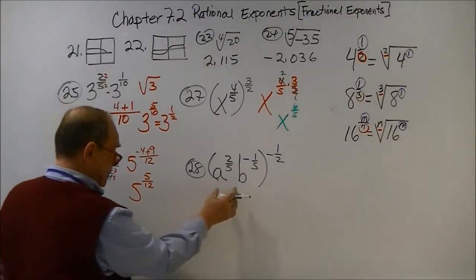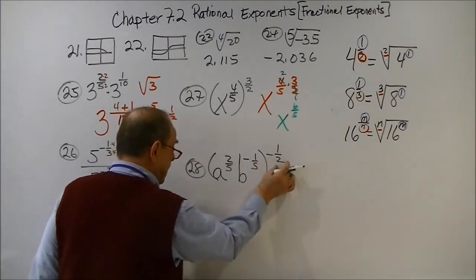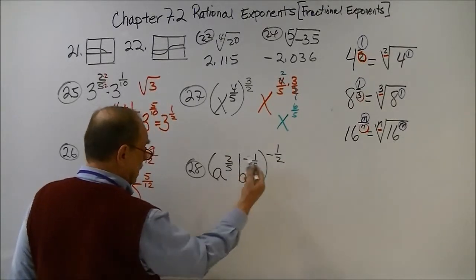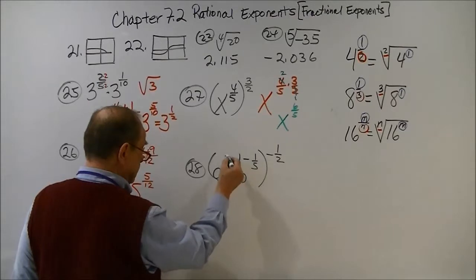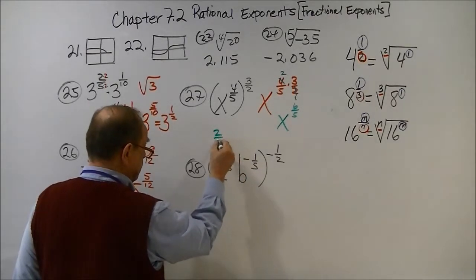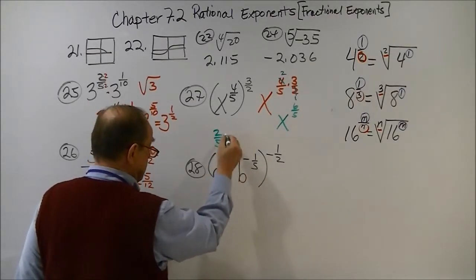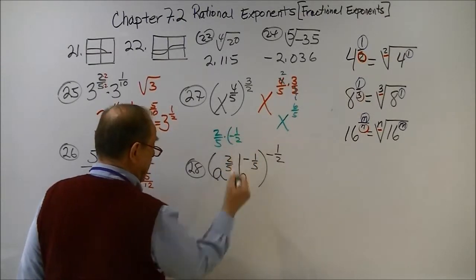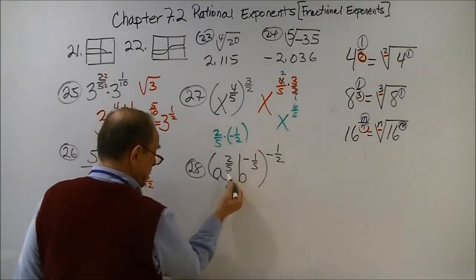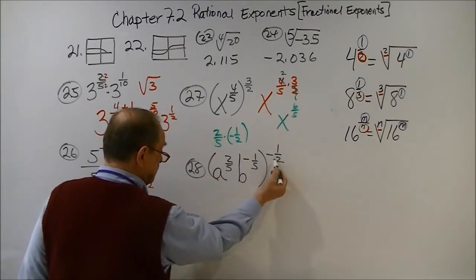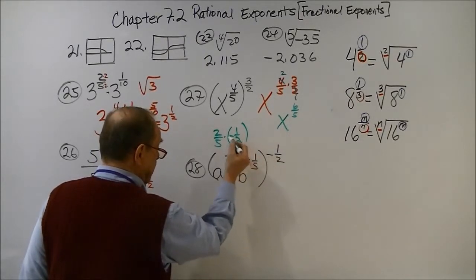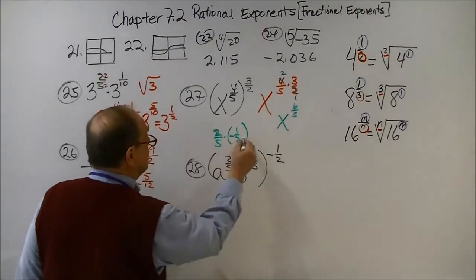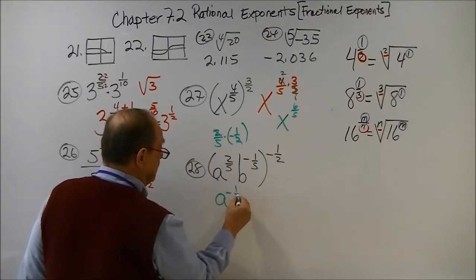And here again, you're raising powers to a power, so we're going to multiply. So again, whatever technique you use, this is going to be 2/5 times a negative 1/2. This 2/5 times this, again, you can cancel out. So this is going to be a to the negative 1/5.